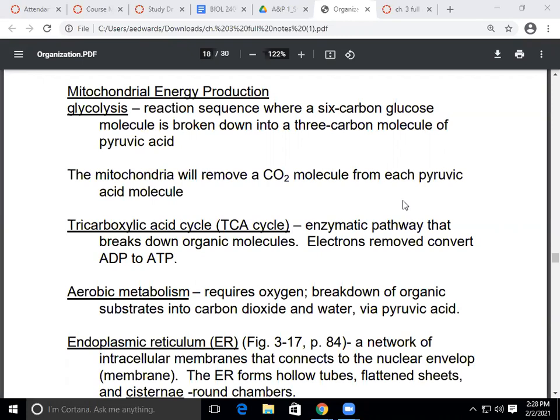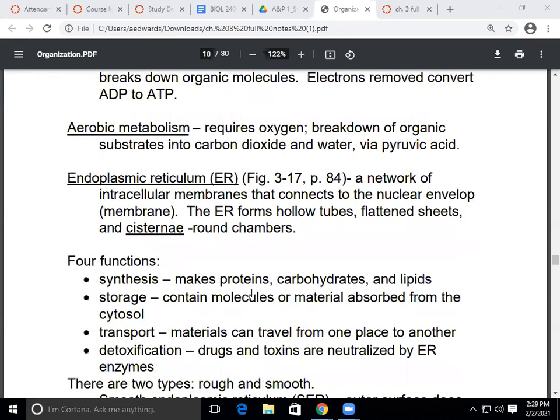All right, so metabolism is just a bunch of chemical reactions, right? So if it's aerobic, it does not mean that they are doing jazzercise. It means that they are requiring oxygen. Okay, that's what aerobic means. Okay, so they're going to be breaking down these organic starting materials or substrates into carbon dioxide and water using that pyruvic acid that was made in glycolysis. Okay, but if it involves oxygen, it's aerobic metabolism.